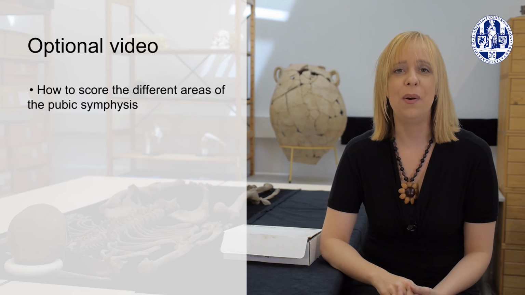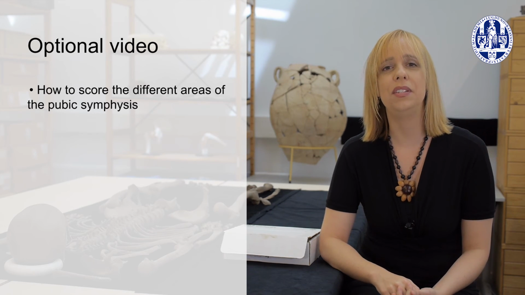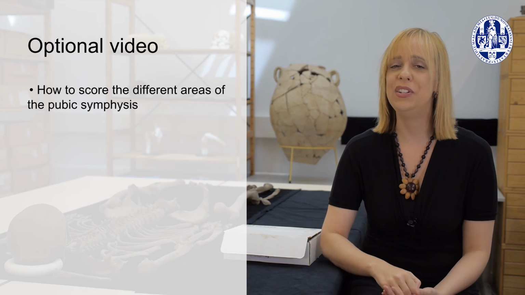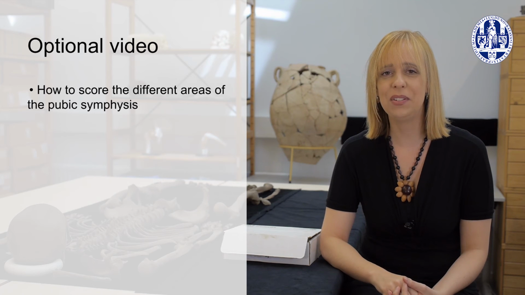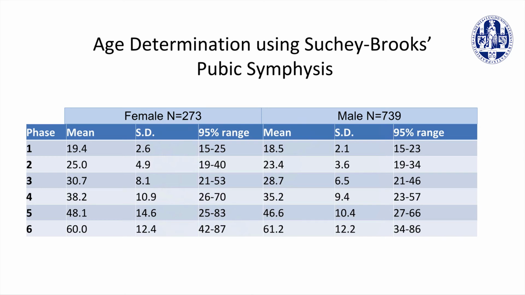To see this method in action, there is an optional video under course documents where Christine will demonstrate how to score the different areas of a pubic symphysis and use that to derive an age estimate. So, based upon the stage that you think best describes the appearance of the pubic symphysis that you are analyzing, you can then use this chart to get a mean age, the standard deviation, and the 95% confidence interval. Again, note that some of the ranges are quite large.